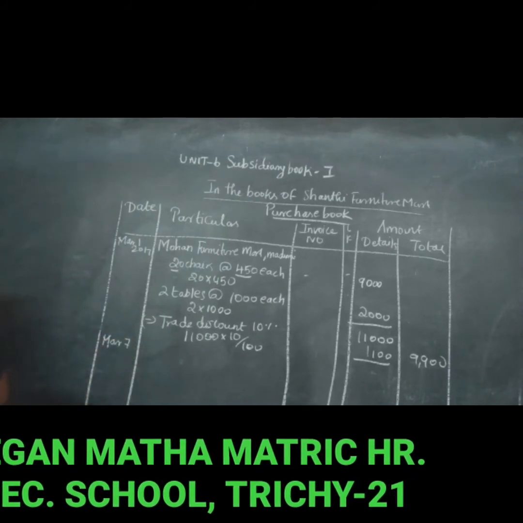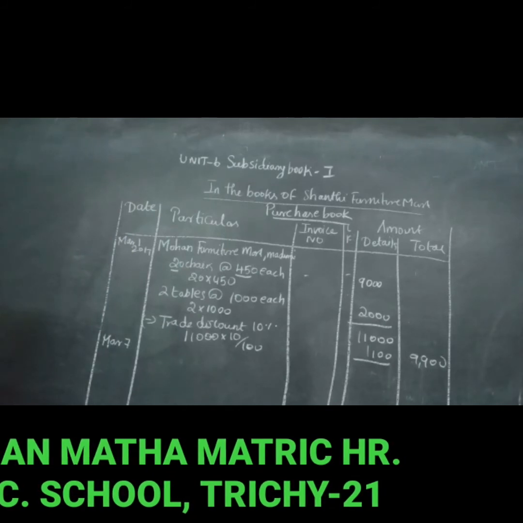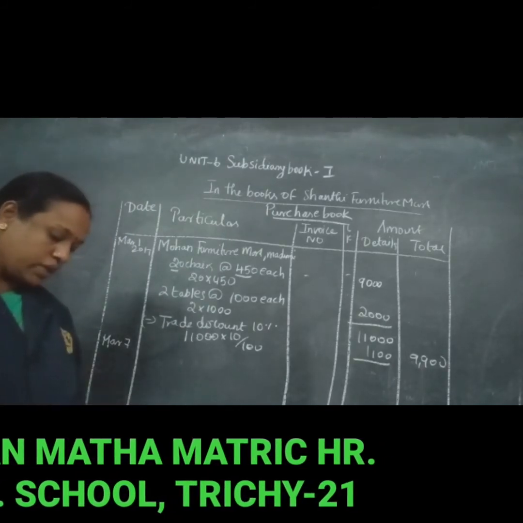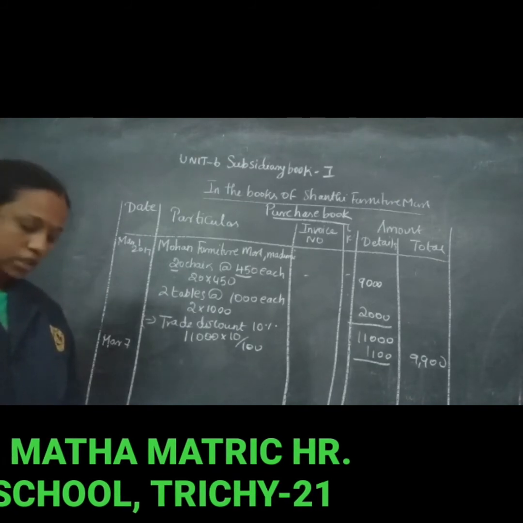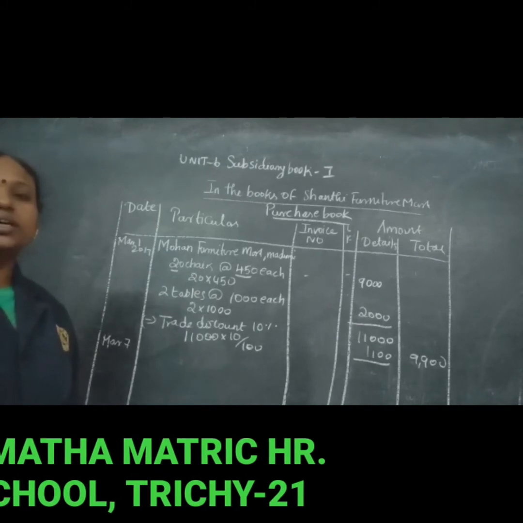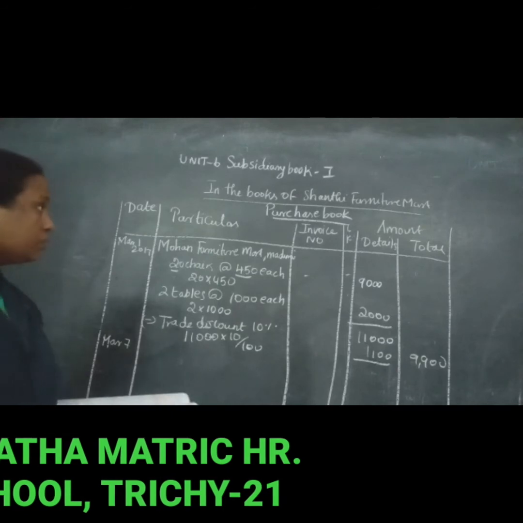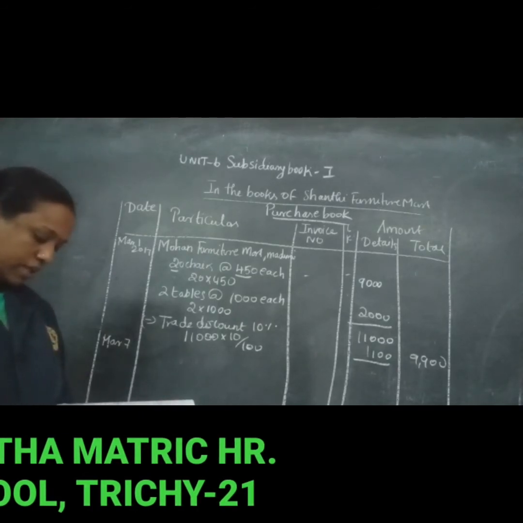March 6. Purchased for cash from Welcome Furniture, Vellore. 2 almirahs at 2,000 rupees each. So this is a cash transaction. In the purchase book we write only credit transactions. So it should not appear in the purchase book on March 6. Then come to the next, March 7.